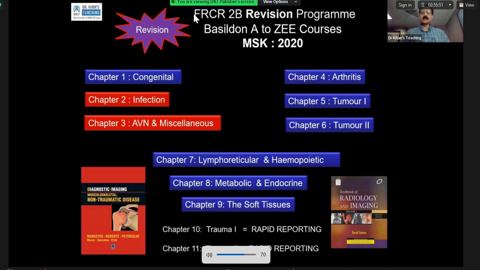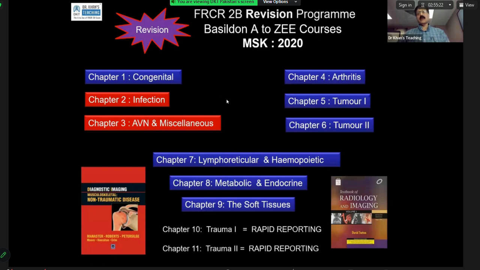First book which I read. And the chapters are here: congenital infection, all of these things. And today I'm going to cover infection, avascular necrosis, and miscellaneous. So this is on the basis of David Sutton. On the weekend, you will see arthritis, and then tumor 1 and tumor 2, and then all of these. The trauma ones are covered in rapid reporting.